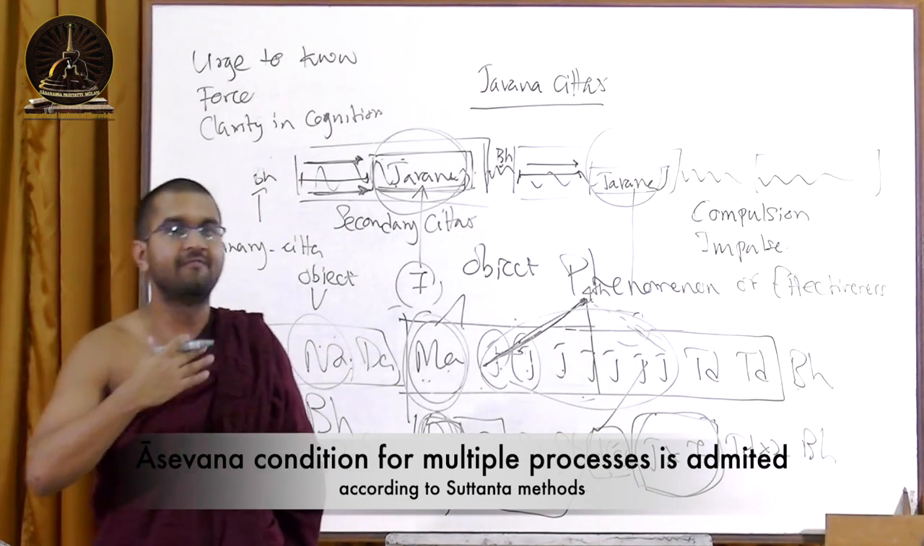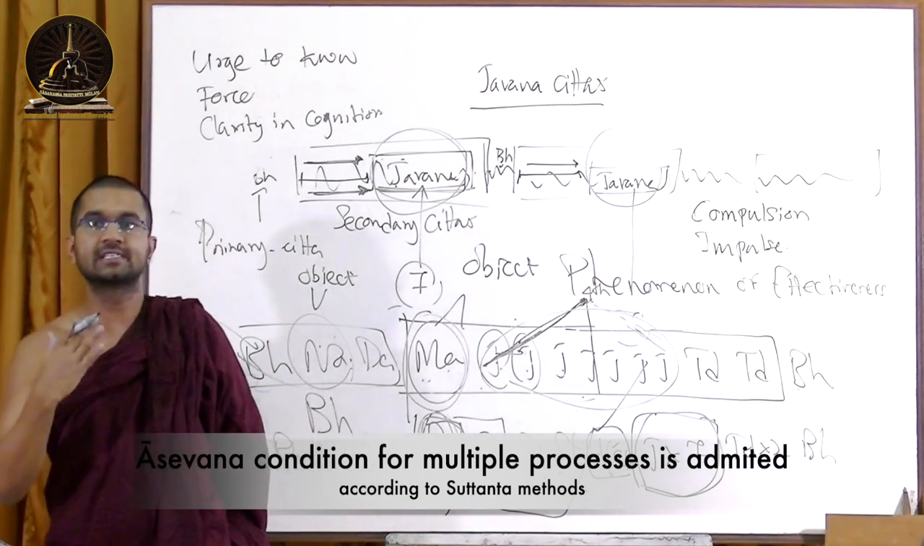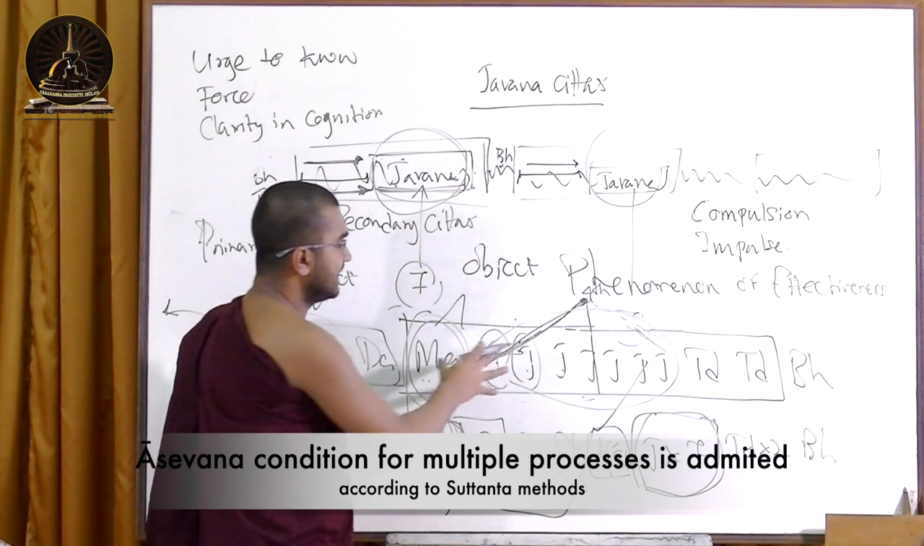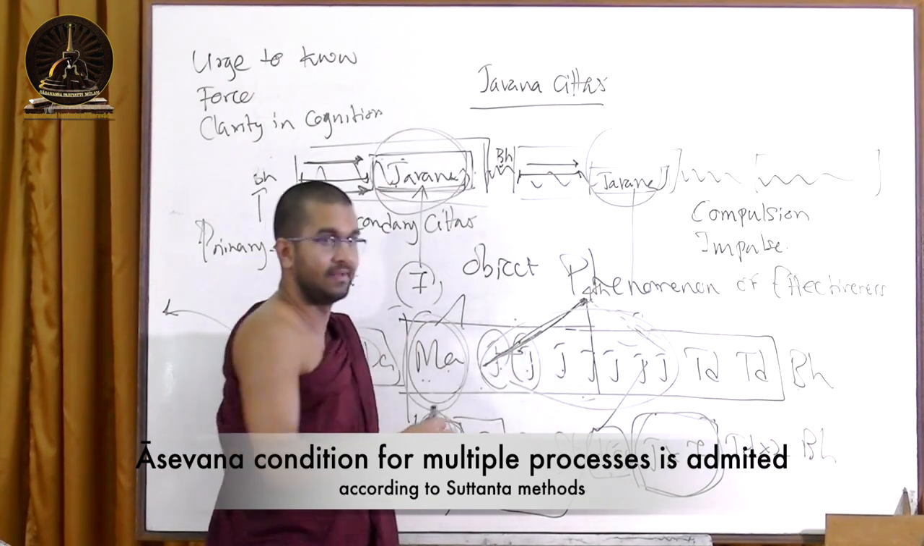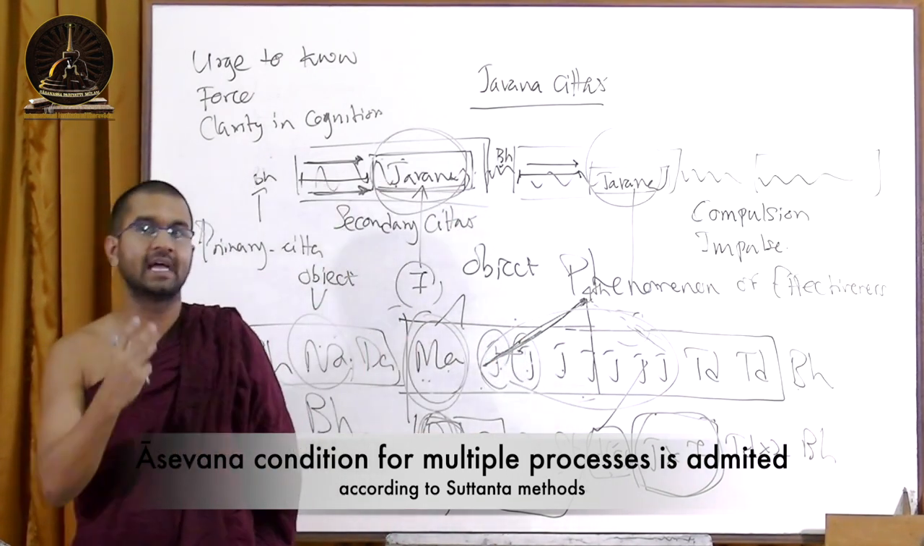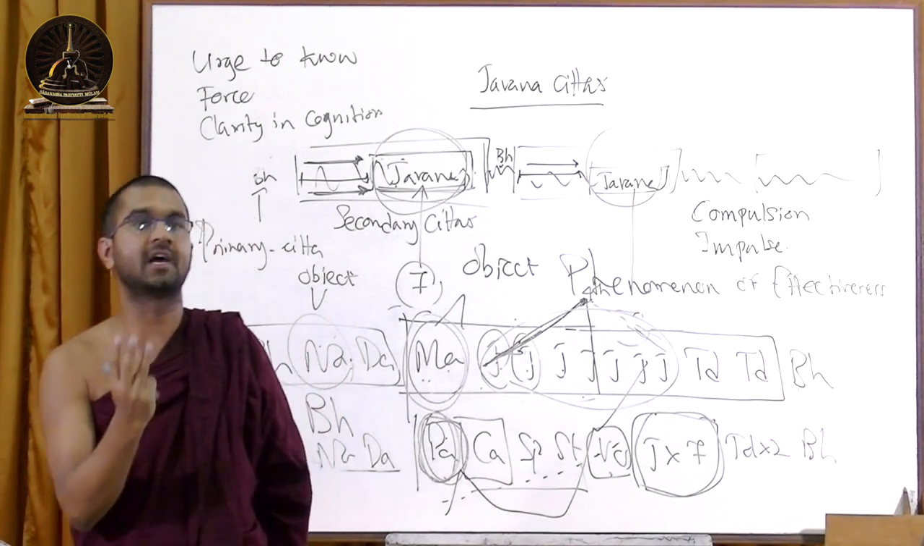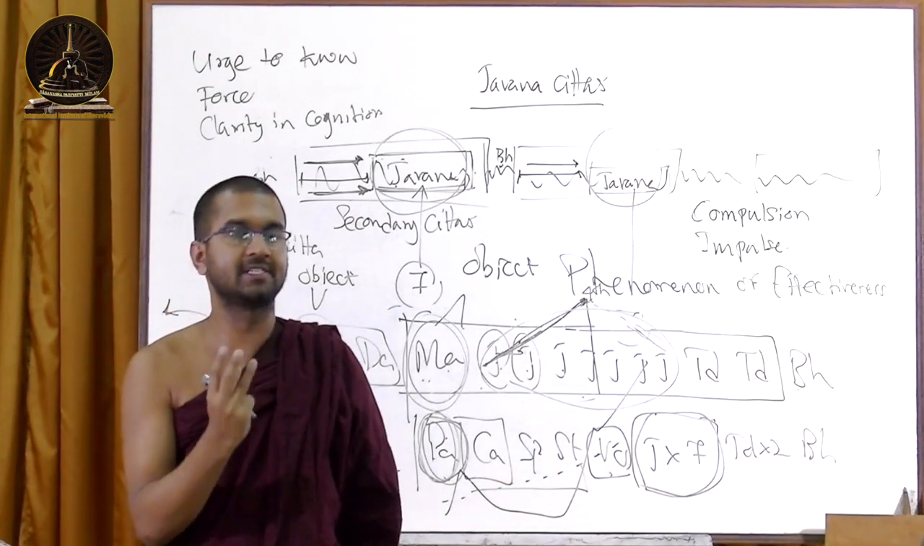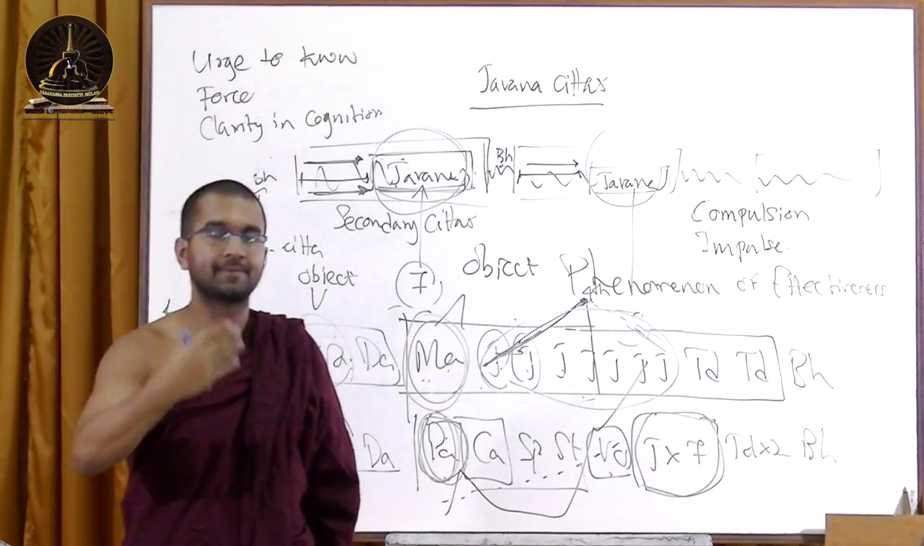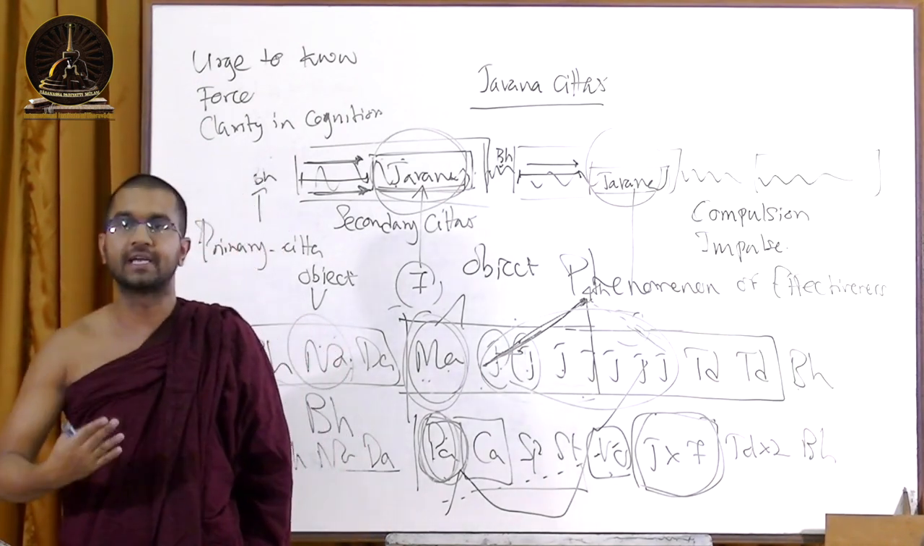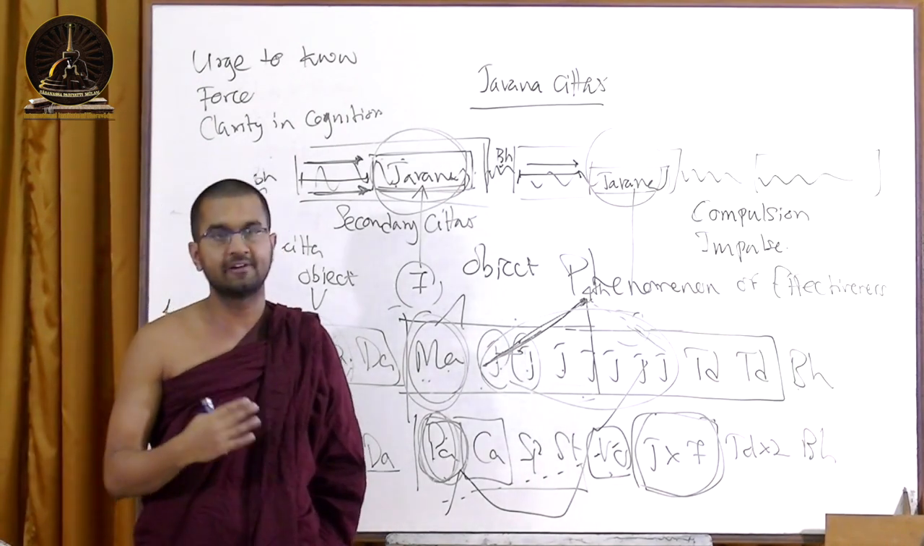Sometimes in the beginning we find the proficiency of a certain skill happens because this support is given. The strength of the citta increases. At the same time, the proficiency of the citta is another point. Proficiency of the citta increases when it keeps on happening on the same object. This is also called the asevana paccaya.